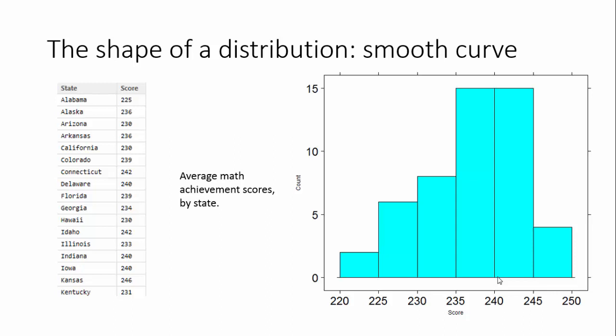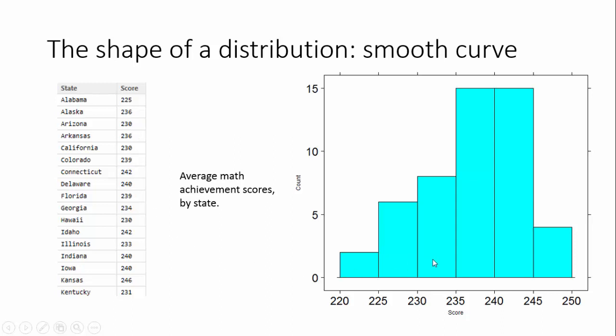Here's another data set, and we'll look at these data sets again, but I'm introducing them at the beginning. These are average math achievement scores, I think for 7th or 8th graders, by state. So you see Alabama had an average score of 225, Alaska has an average score of 236, and so on. So I want to look at the distribution of those.